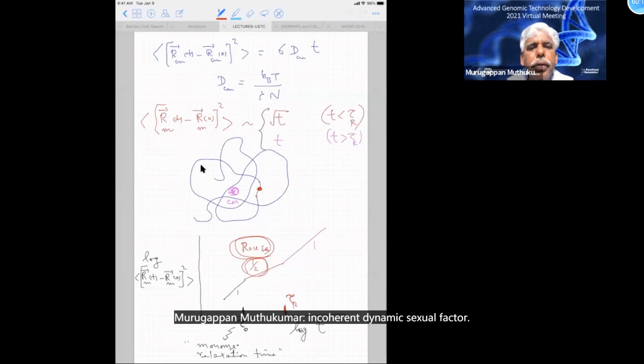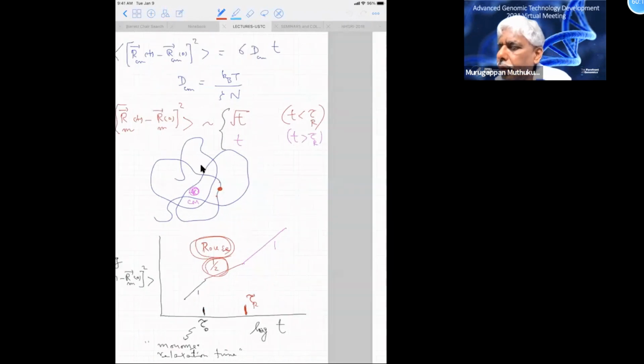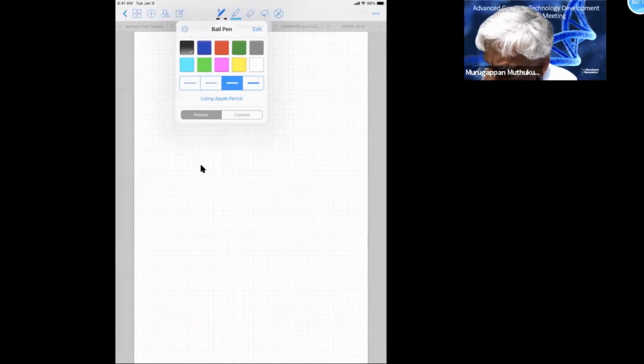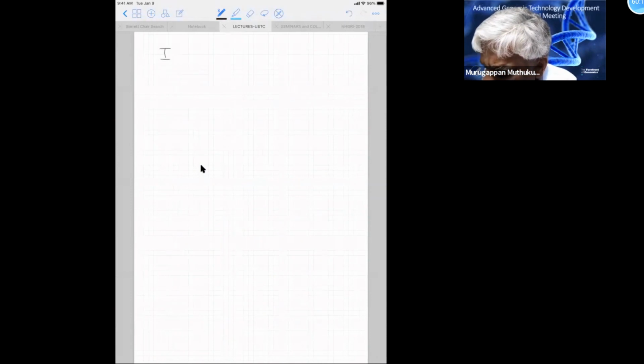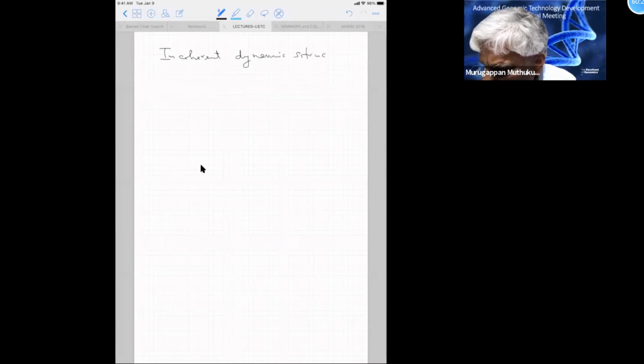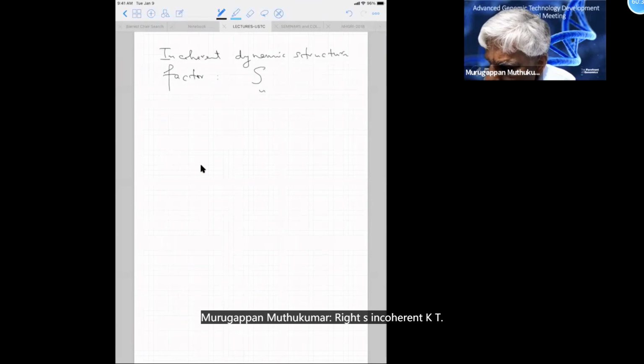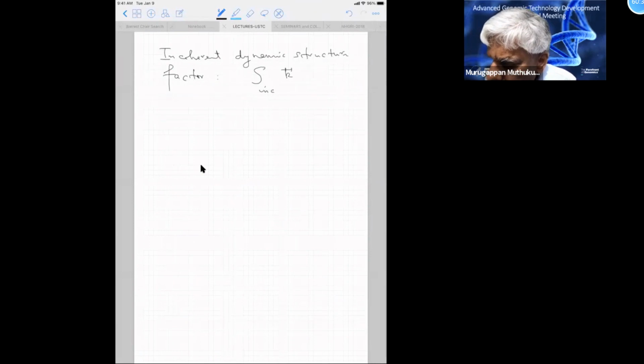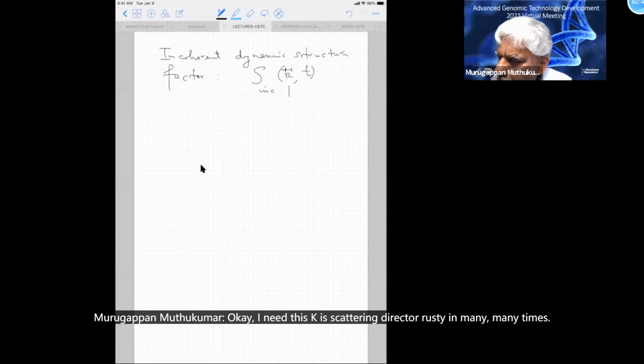incoherent dynamic structure factor. You measure it with the incoherent dynamic structure factor, S incoherent (k, t). Okay, and this k is the scattering wave vector, as we've seen many, many times.